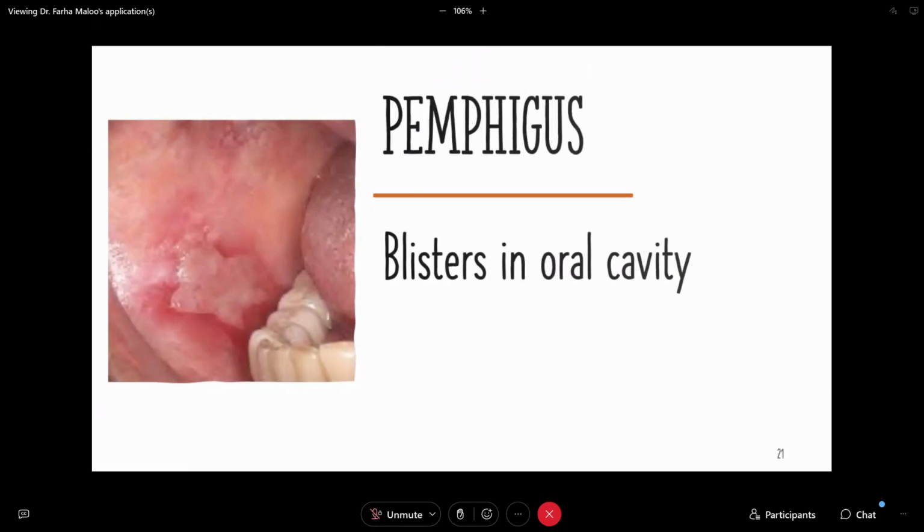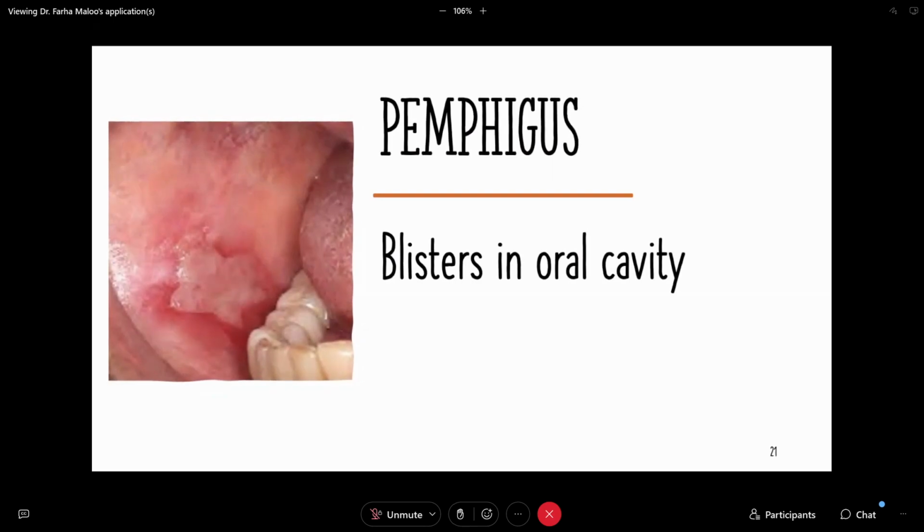Moving on, let's look at how pemphigus presents. As we all know, pemphigus is an autoimmune disease wherein antibodies are produced against desmogleins. Desmogleins are proteins that bind the skin cells to one another. Pemphigus is known to particularly affect the superficial layer of the skin or the epidermis and the mucous membranes. This results in blister formation. In the oral cavity, as we can see, pemphigus is causing blisters in the buccal mucosa as well as the labial mucosa.